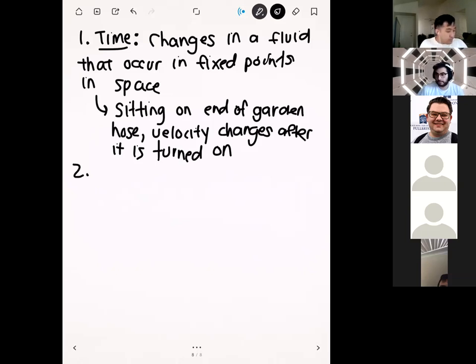Now let's talk about space. In addition to time, you can observe changes in the fluid just by moving from one location to another.